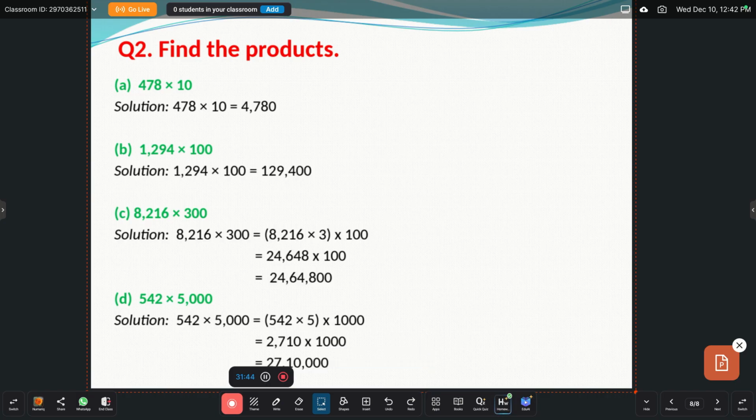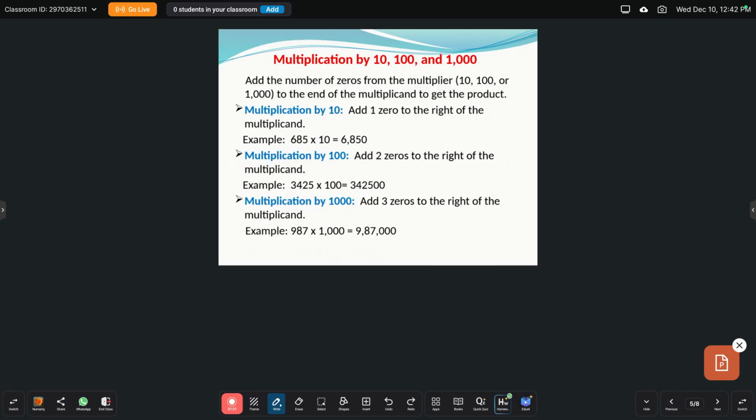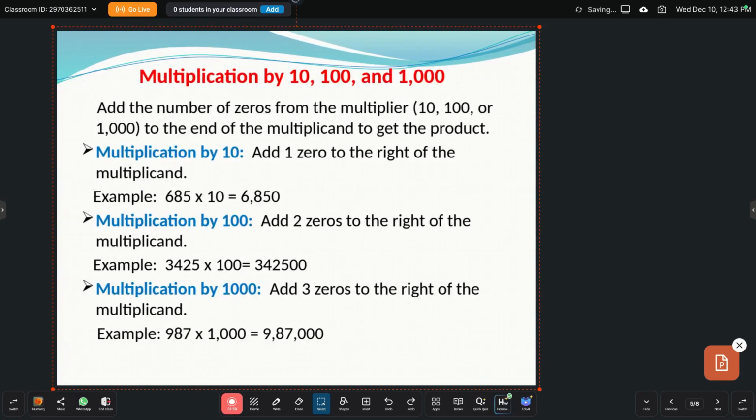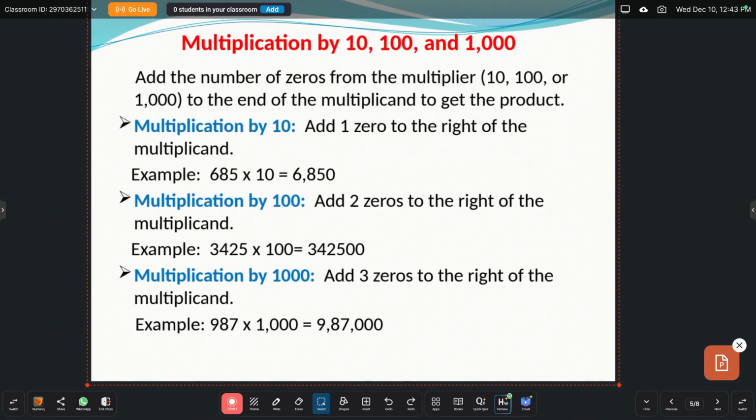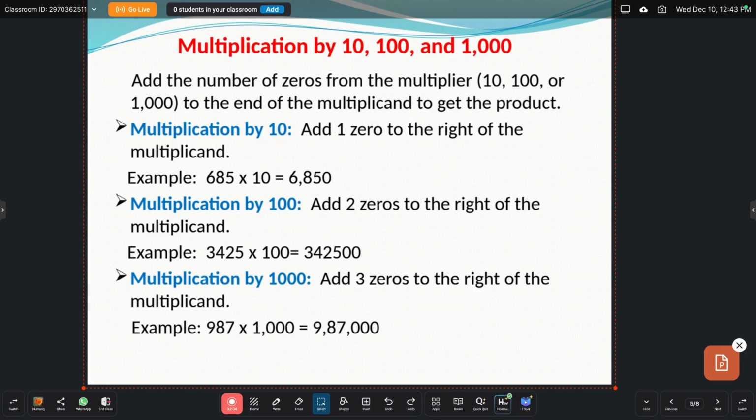Now we will move to our question number 2. But before doing question number 2, let me give you the concept of multiplication by 10, 100 and 1000. See beta, whenever you have to multiply any number by 10, 100 or 1000, there's a very simple trick that you will apply. Okay.